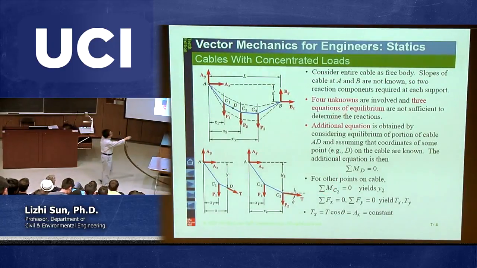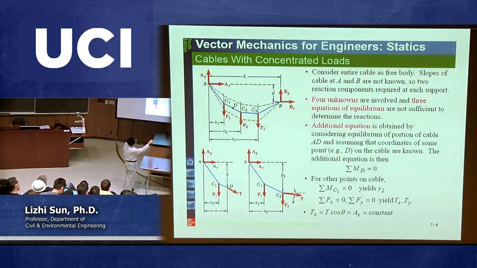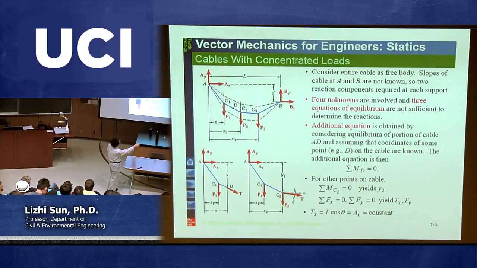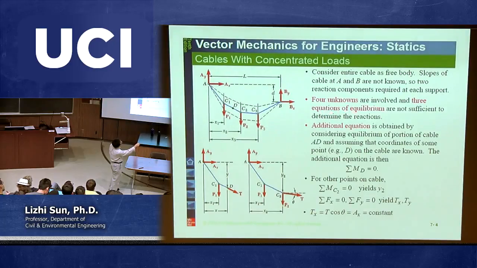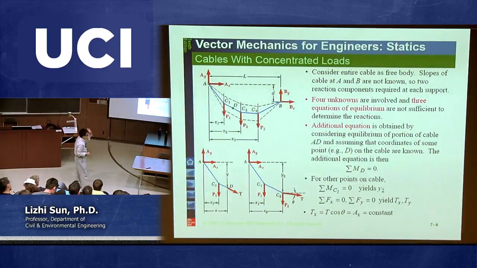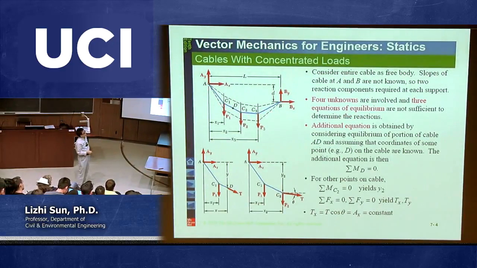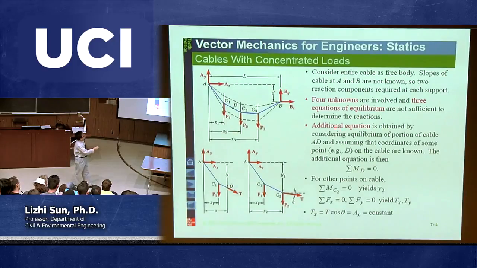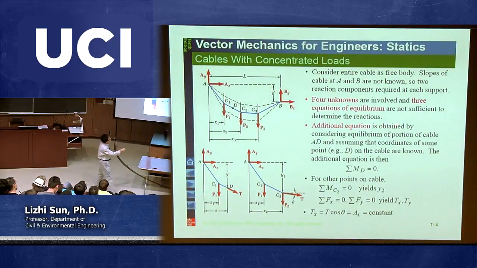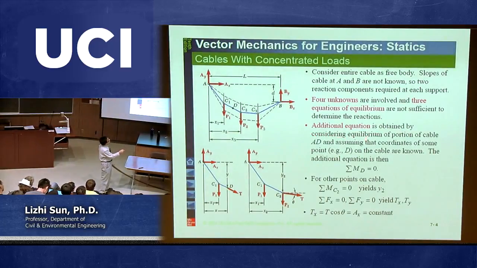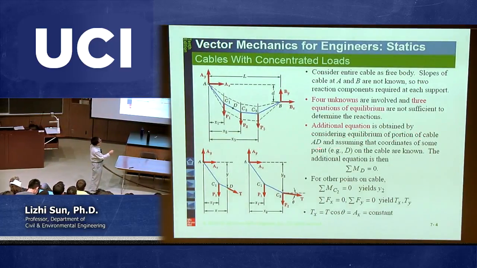So in principle we have 4 unknowns. There's no way to solve them, because we only have 3 equilibrium equations for the entire structure. That's why it is not sufficient to determine all the reactions. But that's fine, because this is the cable problem. Then what we are going to do is create an additional equation. That additional equation can be obtained by considering an equilibrium of part of the cable.